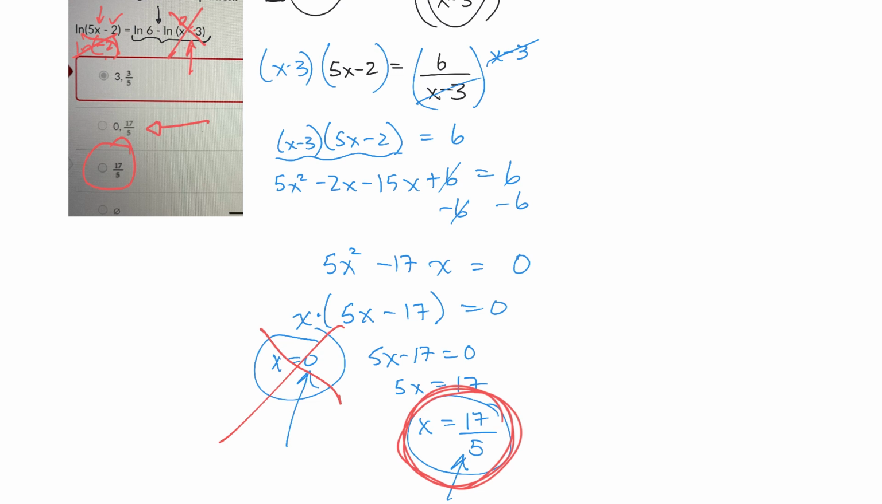And on a test, if you came down and said my answers were x is 0 and x is 17 over 5, I'd give you 4 out of 5 on that just because you didn't check that one. Hopefully that helps.